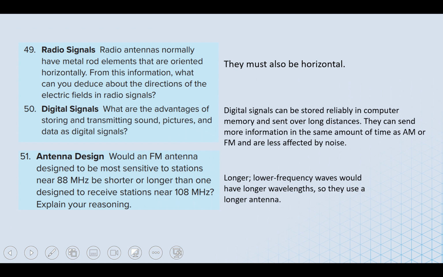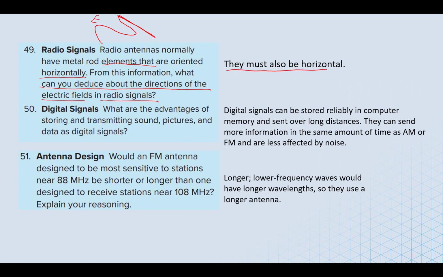We have these essay questions. Radio antennas normally have metal rod elements that are oriented horizontally. From this information, what can you deduce about the directions of the electric field in the radio signal? Remember, we put our antenna parallel to the electric field. So in this case, the electric field is also horizontal. So the electric field must be horizontal, same as the direction of the antenna.